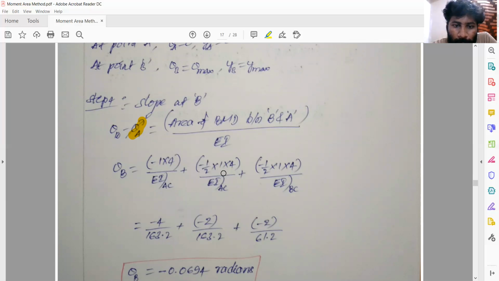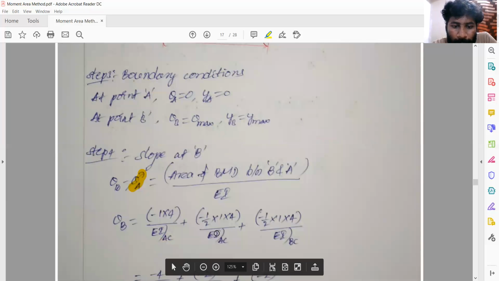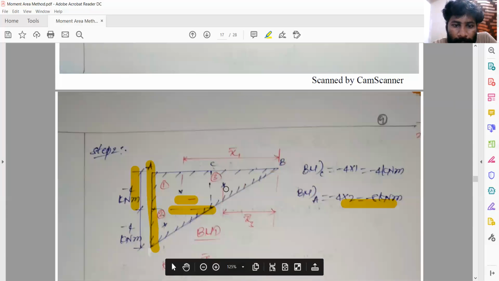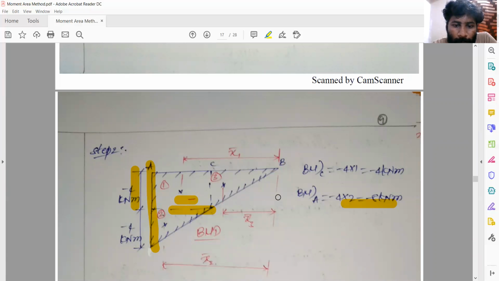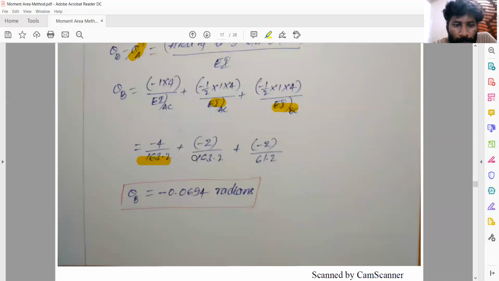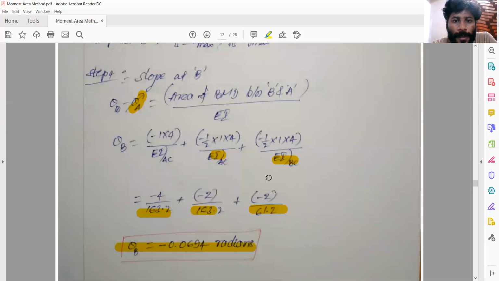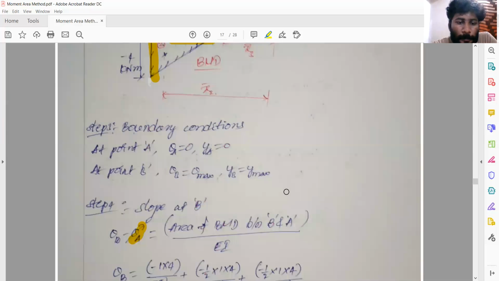Again here also, minus 1 by 2 into 1 into 4. This is the second area, divided by the corresponding flexural rigidity. Again the third area is this one, minus 1 by 2 into 4 into 1, divided by the corresponding EI values. You can see that EI is different here, here, and here. So finally substitute and calculate the final value. That will be your slope at the free end.